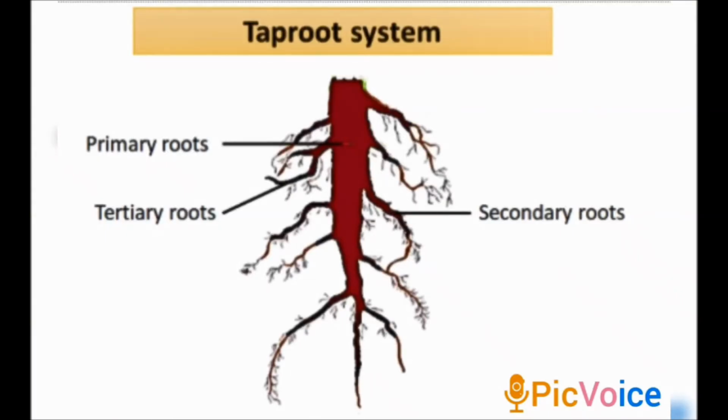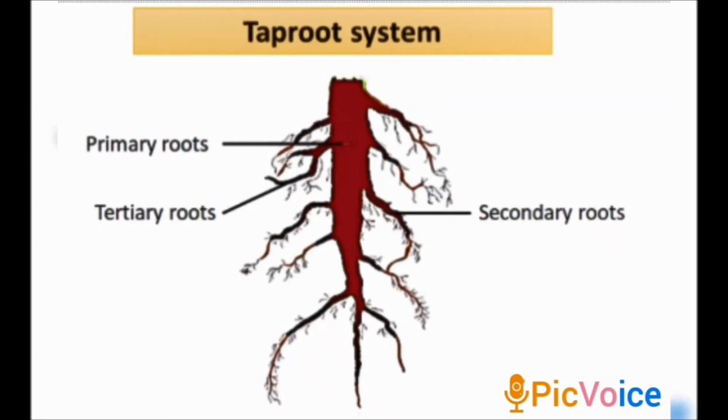So this is the taproot system. This is the image of a taproot, how the taproot looks. The taproot has a thick root called the primary root, and the subdivision from the primary root is called the secondary root. And there you can see small structures on all the secondary roots, which are root hairs, present all over the roots.